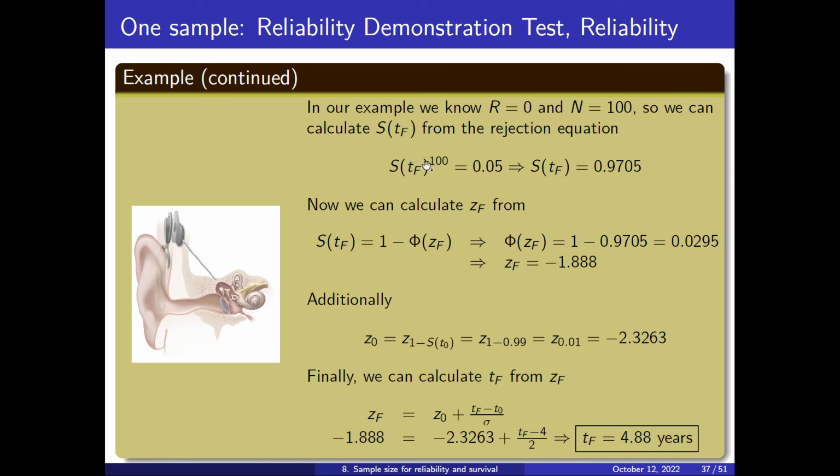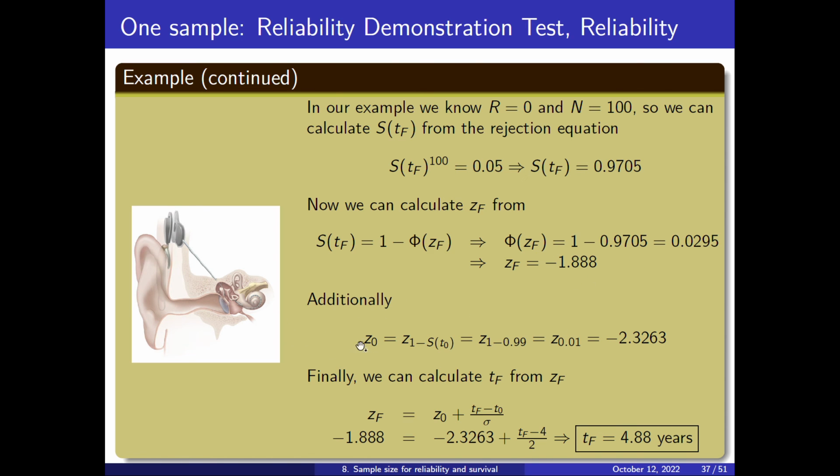N is equal 100, so we can compute the STF from the rejection equation. So STF has to be 0.97, and now we have to calculate the CF at which this happens. So STF is 0.97, and this has to be 1 minus the cumulative distribution of the Gaussian. So the cumulative is 0.0295. So now we have to look for the CF in the normal 0, 1 Gaussian, such that this area is to the left, and this value is minus 1.8.